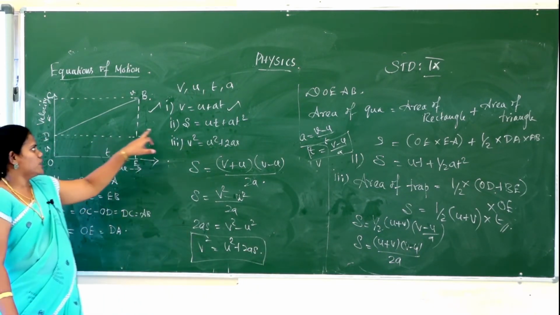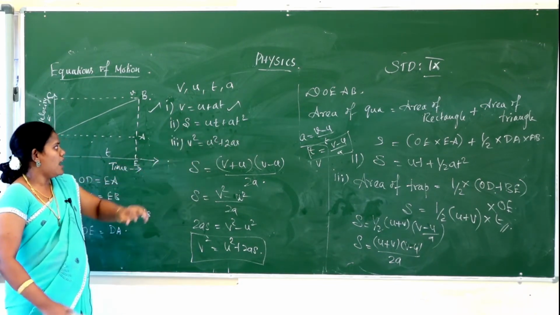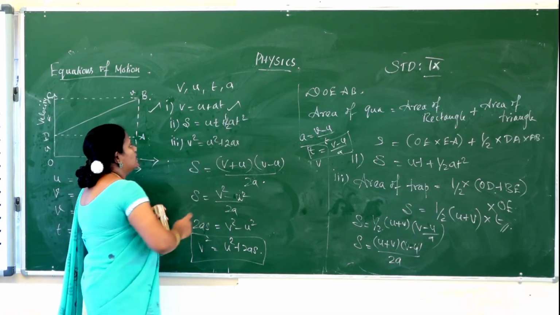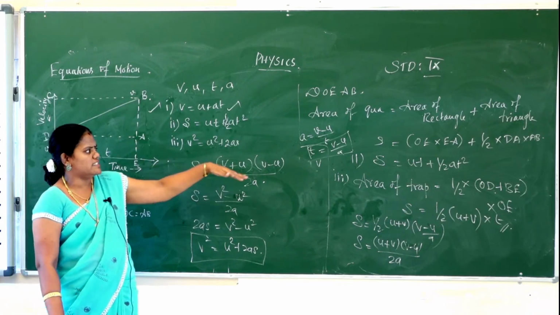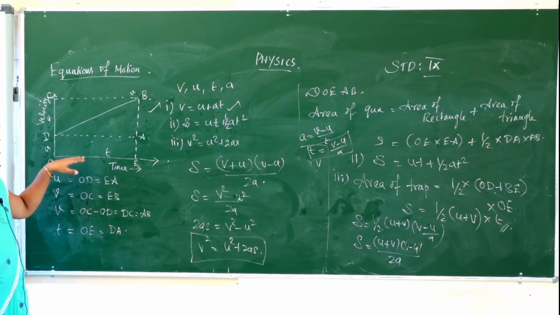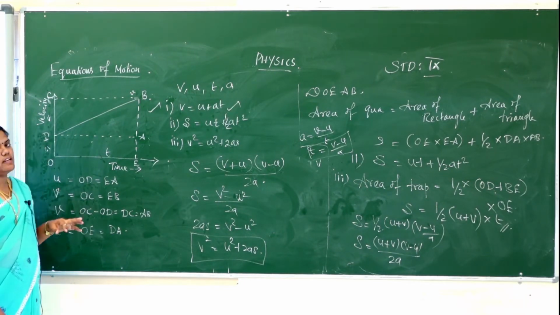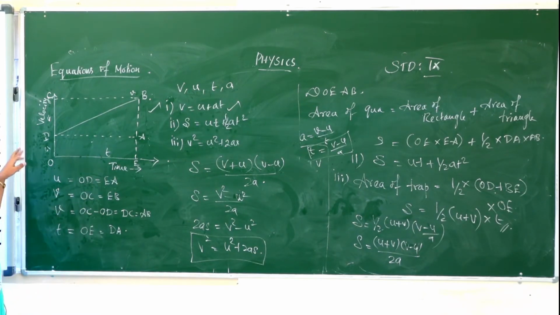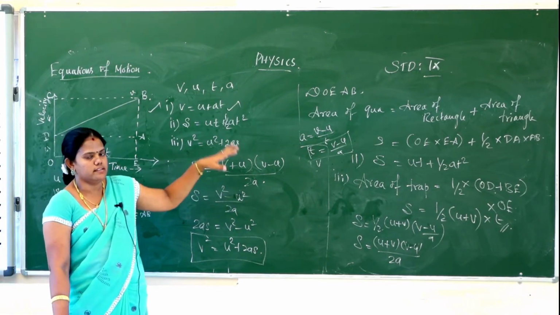So the three equations of motion: the first one is V is equal to U plus AT, the second is S is equal to UT plus half AT square, and the third is V square is equal to U square plus 2AS. These three equations of motion are easily derived using the graphical method. In the graphical method, you take time on the x-axis and velocity on the y-axis, and consider the initial velocity, final velocity and time from the graph, and then we derive the first, second and third equations of motion.